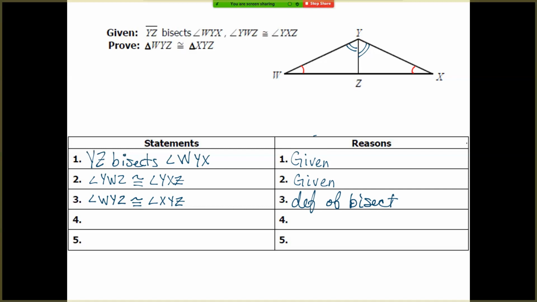So we can always prove the same side congruent to itself. If you look at our diagram, YZ is shared in both triangles. This side right here is shared in both, which means it has to be the same in both triangles. So YZ is congruent to YZ by the reflexive property.